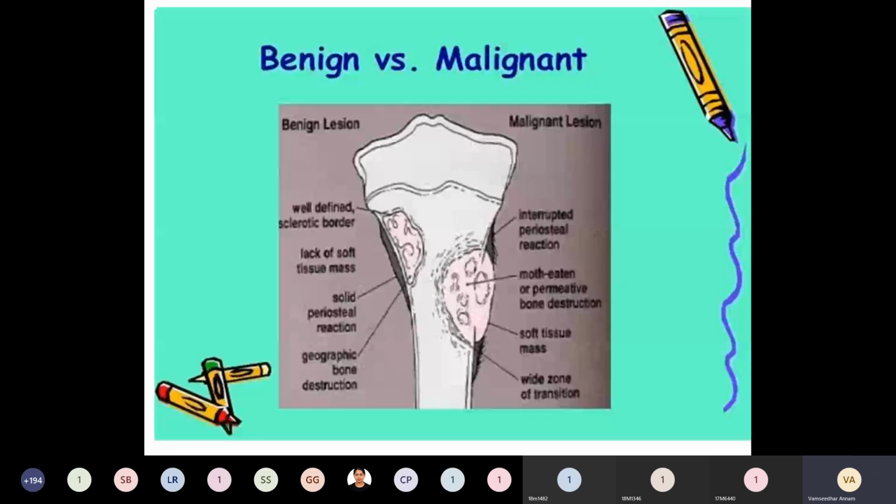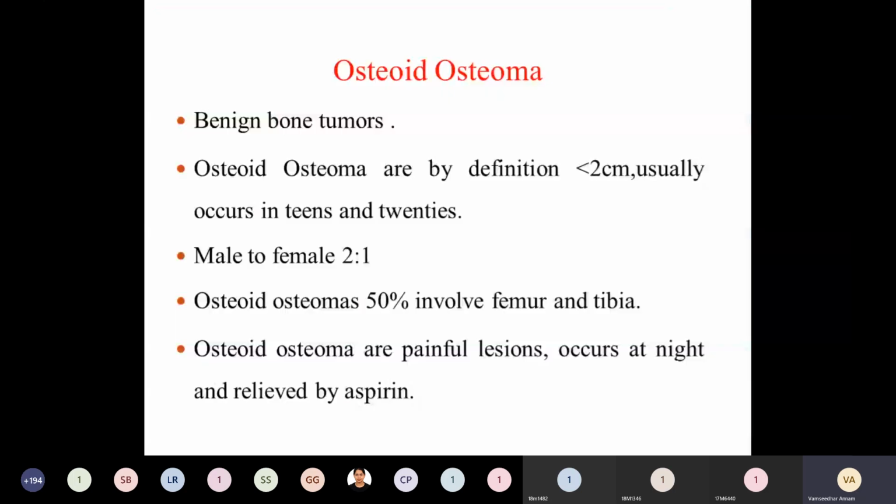They are all the same. Benign versus malignant, already you know this. In benign, there are well-defined sclerotic borders, lack of soft tissue mass, solid periosteal reaction, and geographic bone destruction. Whereas in malignant, there is interrupted periosteal reaction, moth-eaten or permeative bone destruction, soft tissue mass, then a wide zone of transition. Surrounding the tumor, you will have that transition area wherein plenty of inflammatory cells are seen.